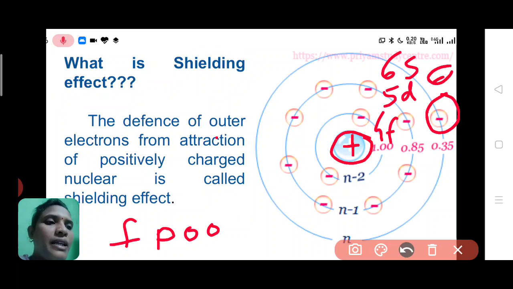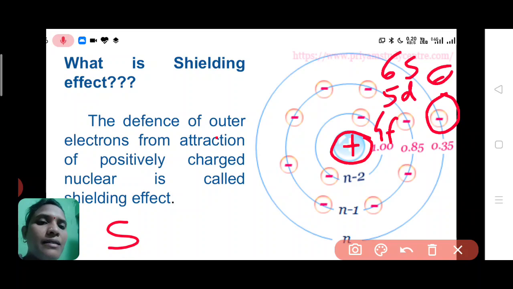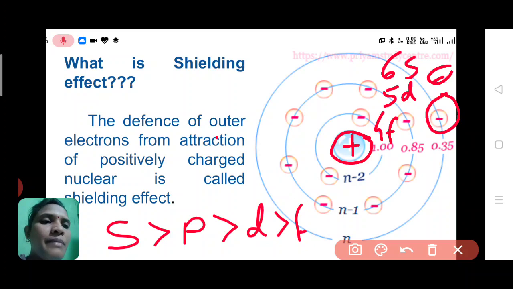So the order of shielding effect of all these energy levels is like this. S has greater shielding effect than P, then P has greater shielding effect than D, and D has greater shielding effect than F. This means that F has the least shielding effect compared to S, P and D. So it is said that F has a poor shielding effect. Shielding effect, we know, is a defense: it is the power of defense of outer electrons from attraction of positively charged nucleus.